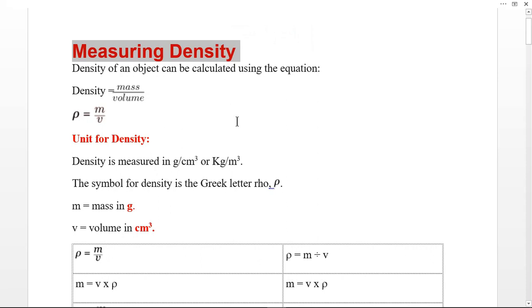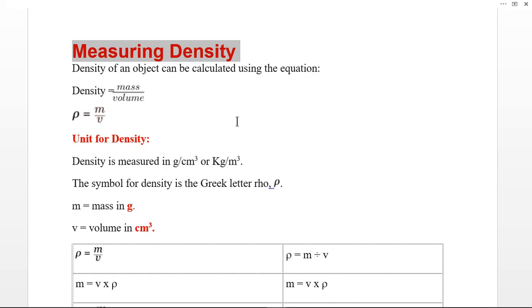My dear students, now we are going to start the new chapter. This is about measuring the density, and here we are going to find how you can find the density of an object. It depends on the size of the object, meaning the shape of the object. First of all, if we are talking about density, what is the density?